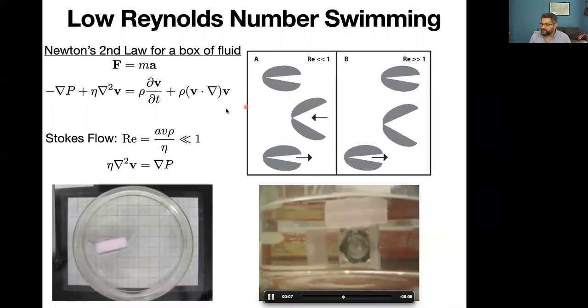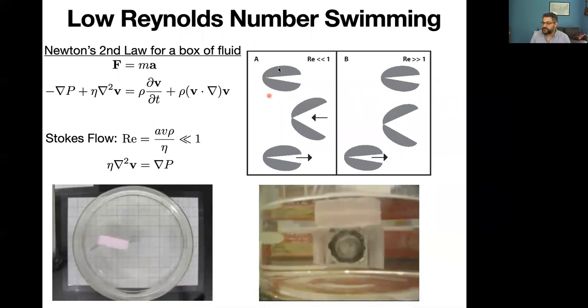And so Purcell had dreamed up this scallop theorem that said if you only had 1 degree of freedom, at low Reynolds number, you couldn't swim. If you closed and opened, you would just go one, two, one, two, and nothing would ever happen. And he said, that's not how a scallop swims. A scallop squeezes and it uses inertia to pull itself like that. So it goes zoom, zoom, like that.